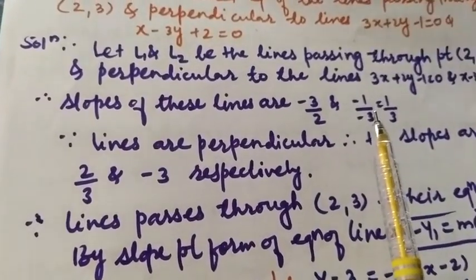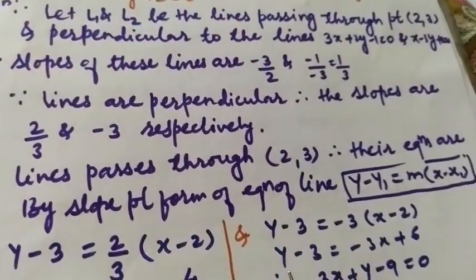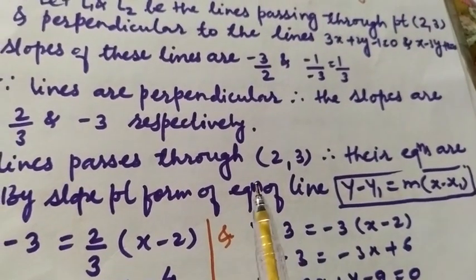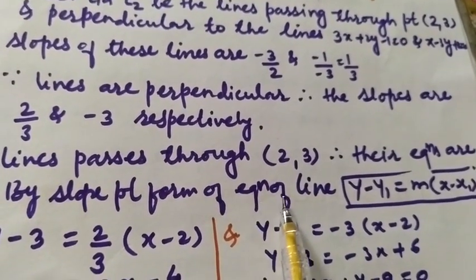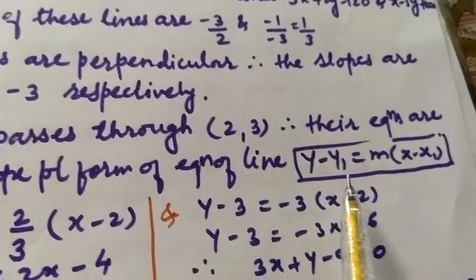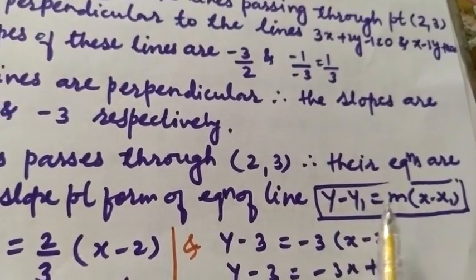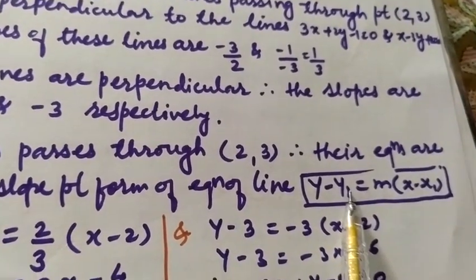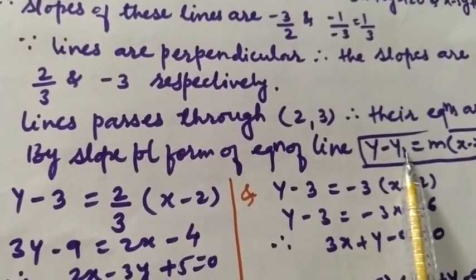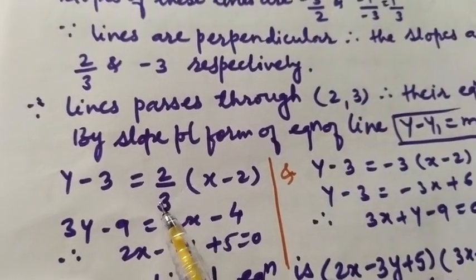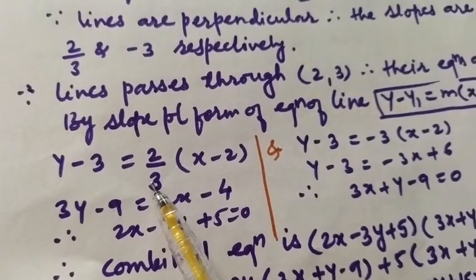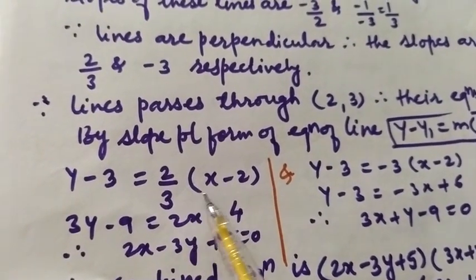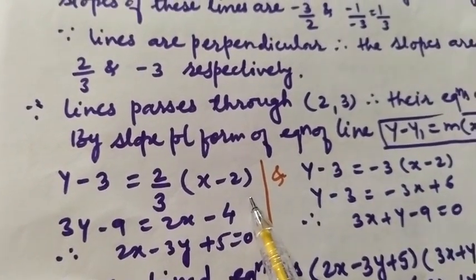Therefore, the lines pass through the point (2, 3). Therefore, their equations by the slope point form. What is the slope point form of the equation of a line? It is y - y1 = m(x - x1). Now the values can be put here and simplified further, that is y - 3 = 2/3, which is the slope, times (x - 2).